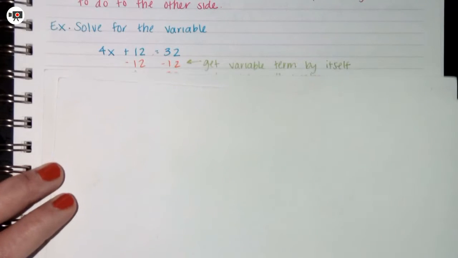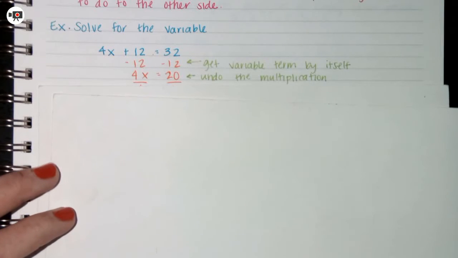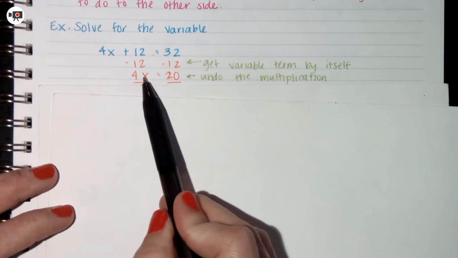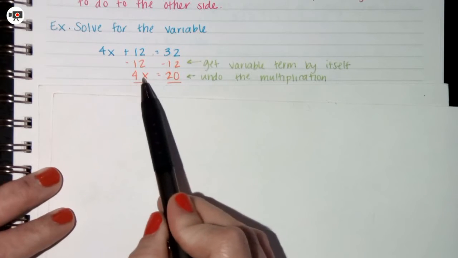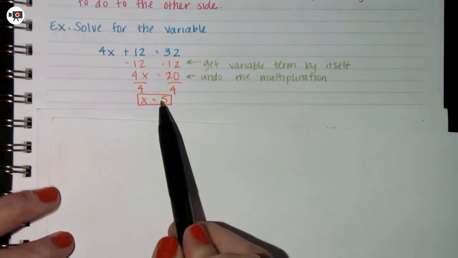4x plus 12 equals 32. I'm going to subtract 12 on each side. That leaves my variable term by itself. Now to get x completely by itself, we need to undo the multiplication. So we divide each side by 4. 20 divided by 4 is 5.